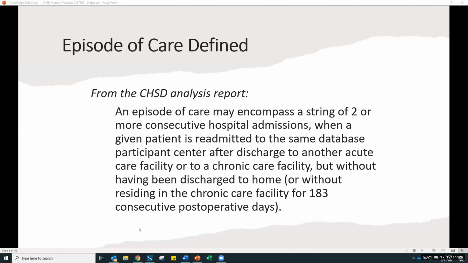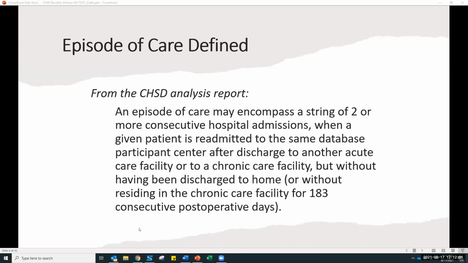Okay, so what is the episode of care? How is it utilized? When does it come into play? So from the most recent analysis report, there is a definition that says an episode of care may encompass a string of 2 or more consecutive hospital admissions when a given patient is readmitted to the same database participant center after discharge to another acute care facility or chronic care facility, but without having been discharged to home or without residing in the chronic care facility for 183 consecutive postoperative days.